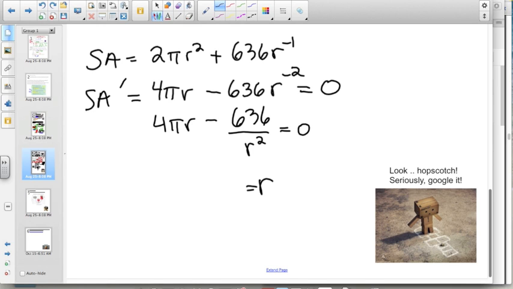I agree with all of that. I agree with that number. You're going to need an extra set of brackets right here, because this is saying 636 divided by 4, times pi. Once you get those brackets in, you'll be good to go.